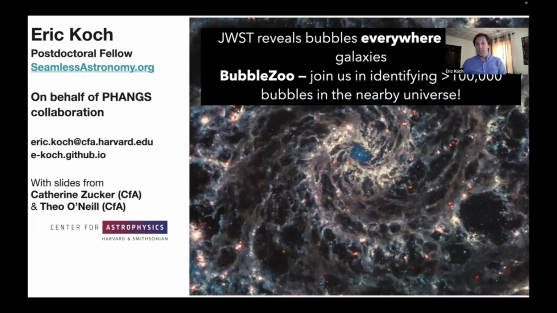So in summary, JWST is showing us that nearby galaxies are ubiquitously filled with these bubbles. Those bubbles can be similar to what we are seeing within our own solar neighborhood, in the current location of the sun. And we'll be launching this BubbleZoo project to help us identify the largest sample of these bubbles that have ever been traced before and use that to better understand the star formation process.